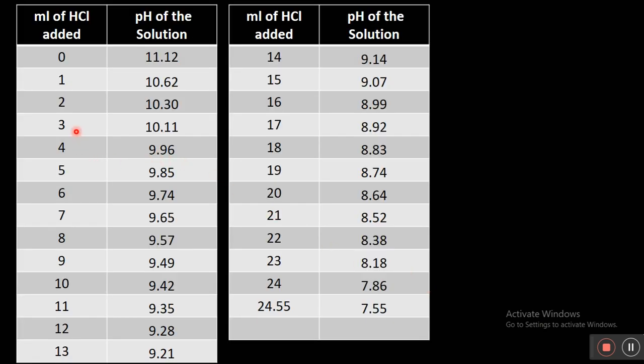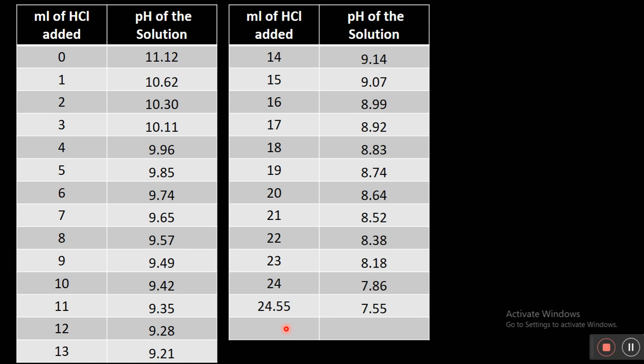So for the 3 ml addition of HCl, the pH will be 10.11. Okay, similarly if we go on adding 4 ml, 5 ml, 6 ml up to 24.55, then pH decreases. Here you can see the decrease in the pH value. Okay, so here pH value is 7.55.